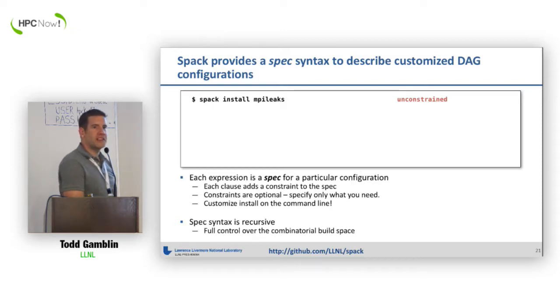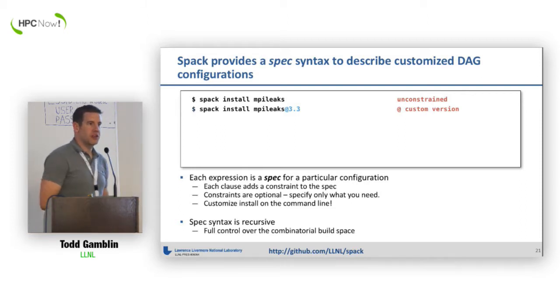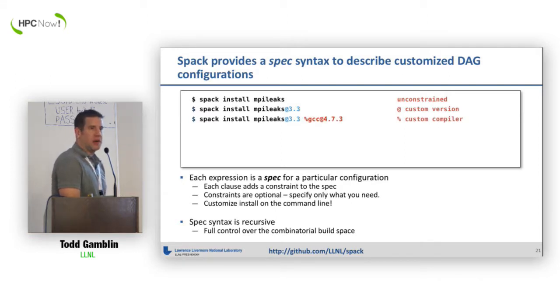With Spack, we provide a syntax so that you can be a little more specific about what you want. So you could say, I want mpileaks at version 3.3, and you would just type that on the command line. If it knows about version 3.3 and where to get it, it'll go fetch it and install that. You can say what compiler you want it built with. So you can say, no, I want a version of mpileaks that's built with GCC, and you can specify a specific GCC version 2.